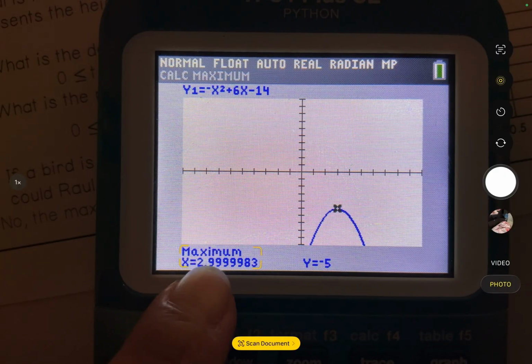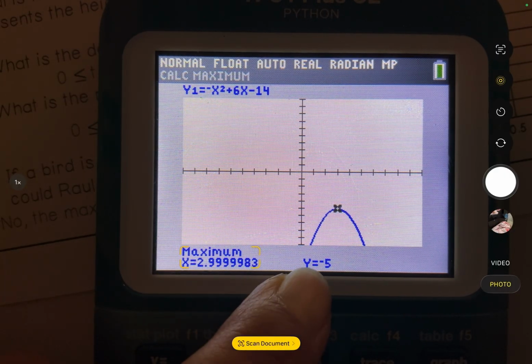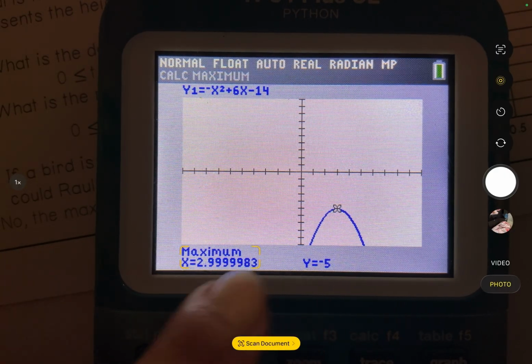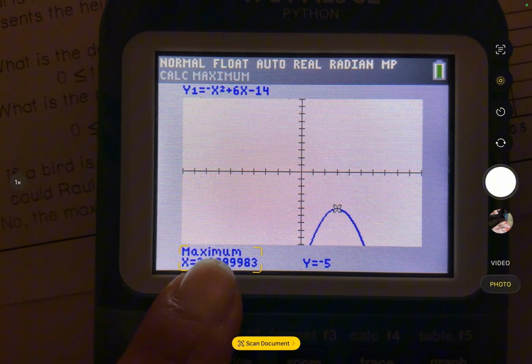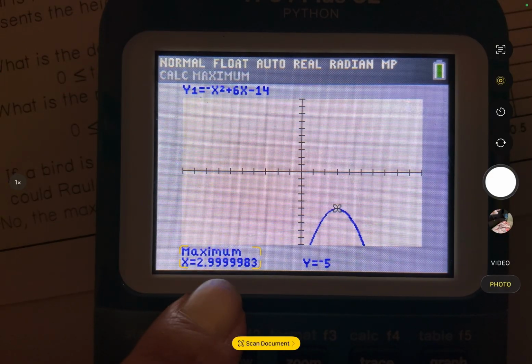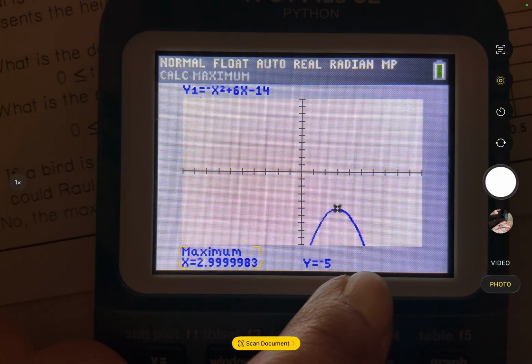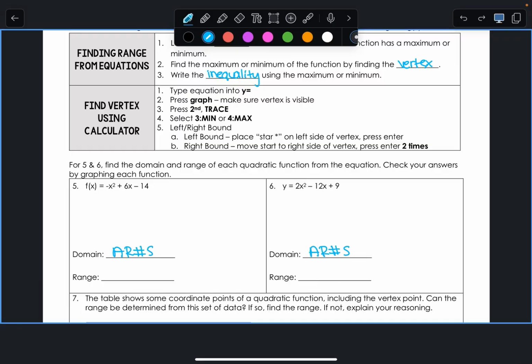And my vertex is 3, -5. Press enter 2 times, until it says maximum. When it says maximum, you have found the vertex. It says 2.9999, which is 3, -5. If you did not get that, you can come see me. You could have gotten 3 point something.